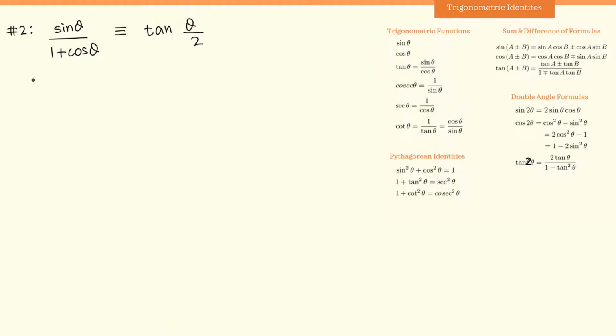Let's look at the second example. Here I have sine of theta divided by 1 plus cosine of theta. And I need to prove this identity on the left hand side into tan of theta upon 2. So in order to prove this identity on the left hand side into this identity on the right hand side, first I'll look at the angles.